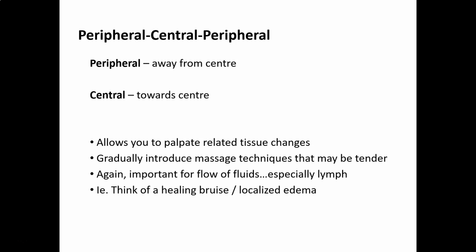Peripheral, central, peripheral. We always work away from the center, then towards the center. It allows you to palpate related tissue changes and gradually introduces massage techniques that may be tender. Again, it's important for the flow of fluids, especially lymph. Think of a healing bruise or localized edema like a sprained ankle. We would work peripherally around the sprain and then work our way towards the edema. If a bruise is very acute, and you'll learn this a bit later, we don't go into the bruise tissue at all. But we do work on the outer borders of the bruise, helping promote drainage.